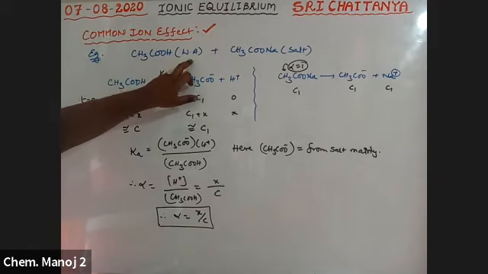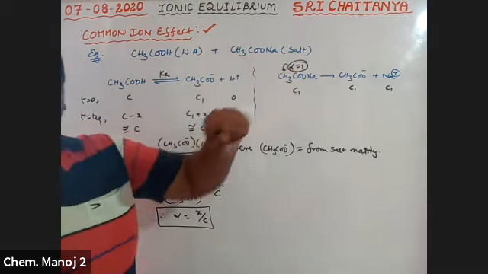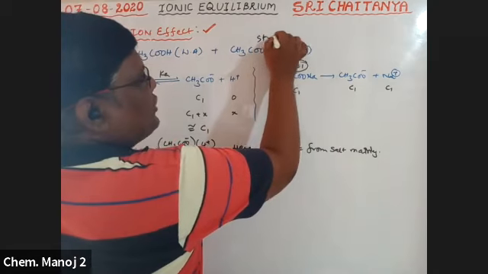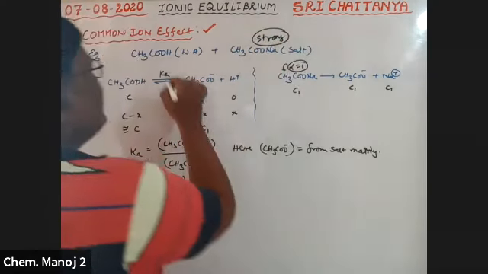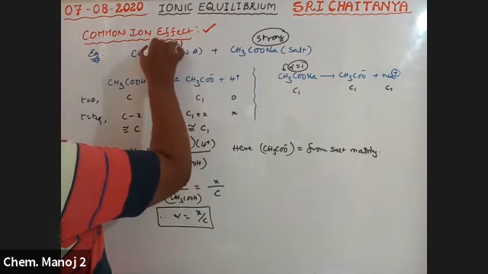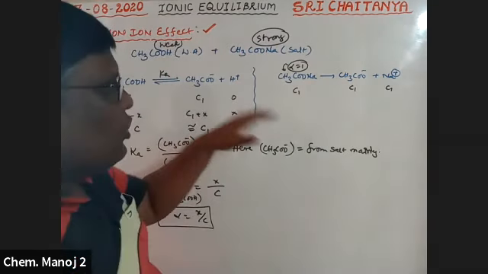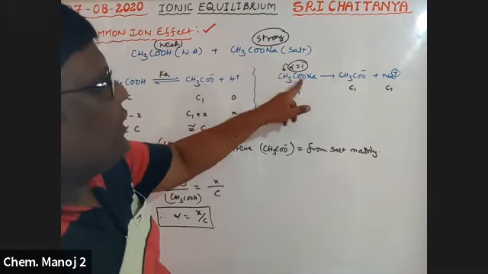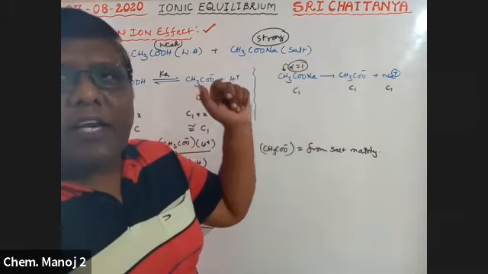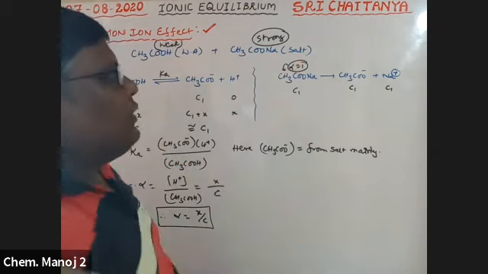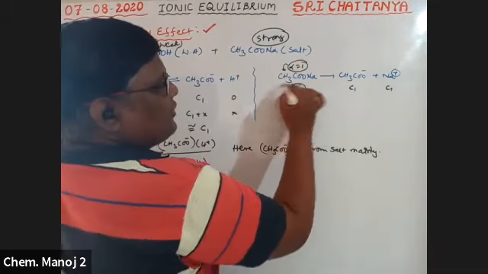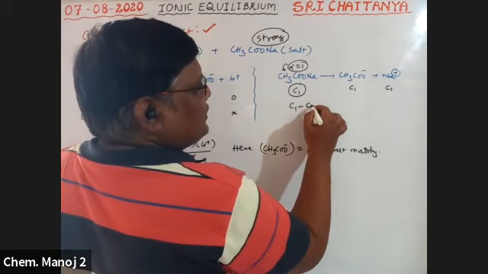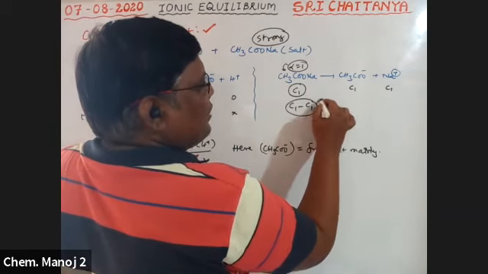Let us take an example. CH3COOH is the weak acid, and CH3COONa is the salt. The salt is a strong electrolyte, and the weak acid is a weak electrolyte. So in solution, this is the combination. In solution, CH3COO- is completely ionized because for a strong electrolyte alpha equals 1. Therefore, if C1 is the concentration of CH3COONa, which is completely ionized, it becomes C1 minus C1, that is 0.